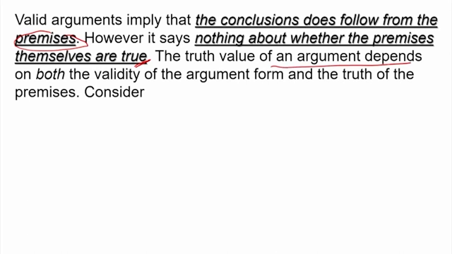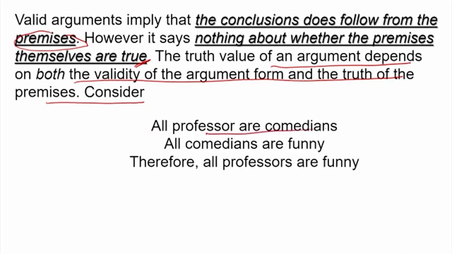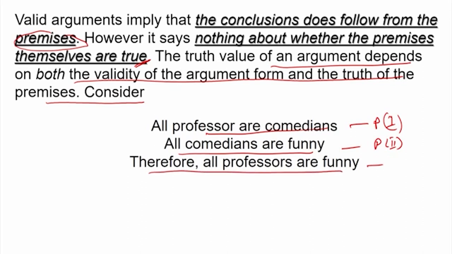The truth value of an argument depends on both the validity of the argument form and the truth of the premises, right? So, a particular syllogistic reasoning may be valid, but may not be true. For example, look at this. All professors are comedians, all comedians are funny. Premise 1 says that all professors are comedians, and similarly, all comedians are funny is premise 2, and therefore I make the conclusion which generates out of it. And what is the conclusion? That all professors are funny.